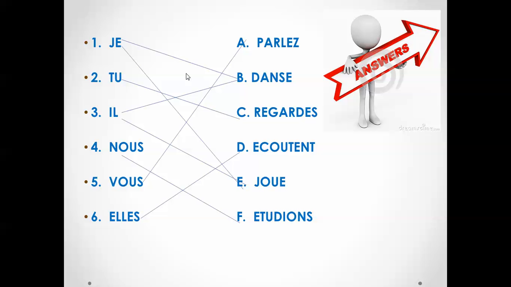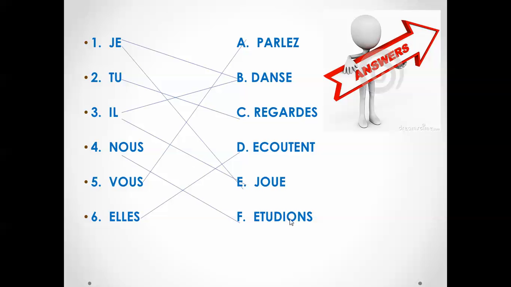Okay, here are the answers. So je can either go with danse, je danse, or it can go with joue, je joue. Je danse means I dance, and je joue means I play. Tu goes with regardes, because that's the es ending. Il can either go with danse or with joue, because it's the same as je. Il danse, he dances. Il joue, he plays.